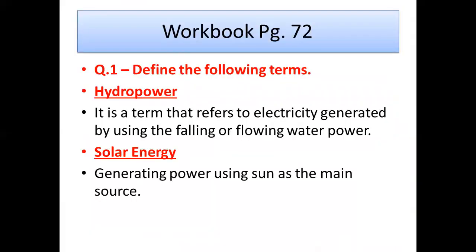Here is the workbook, page number 72. Define the following terms. Hydropower: it is a term that refers to electricity generated by using the power of falling or flowing water. Solar energy: generating power using the sun as the main source.